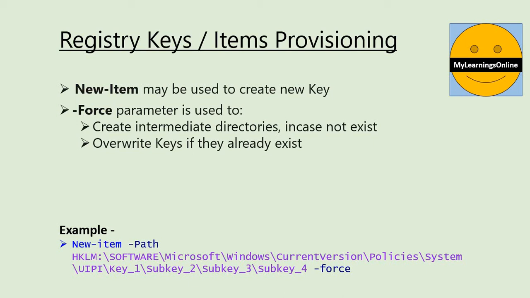In the example, the intermediate keys that have been specified in the path don't exist already, but because we are using the Force parameter, they will be created automatically in case they don't exist already.